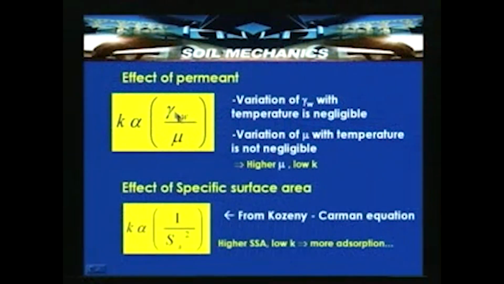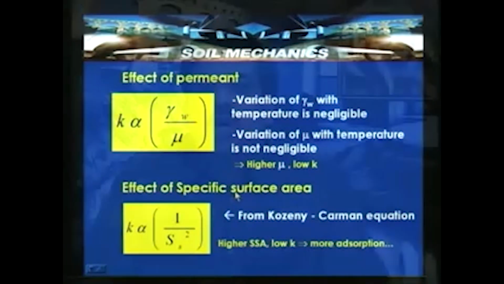Another factor which is discussed is the effect of the permeant. As you have seen, K is proportional to gamma_w by mu. The variation of gamma_w with temperature is negligible. So we can see that as mu increases, the coefficient of permeability decreases. So, higher mu, the lower coefficient of permeability. Looking at the effect of specific surface area, we have discussed in the Kozeny-Carman equation, K is proportional to 1 by S_s squared, where the higher the specific surface area, the lower is the permeability.